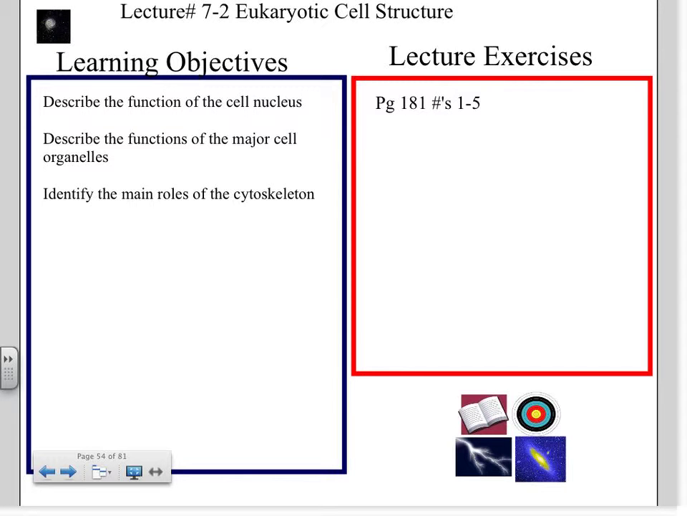Let's talk about our learning objectives. 1, to describe the function of the cell nucleus. Read along with me. 2, to describe the functions of the major cell organelles. And 3, to identify the main roles of the cytoskeleton. Our lecture exercises are page 181, numbers 1 through 5.